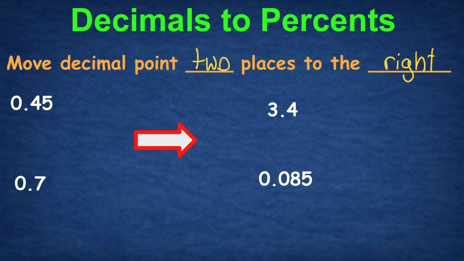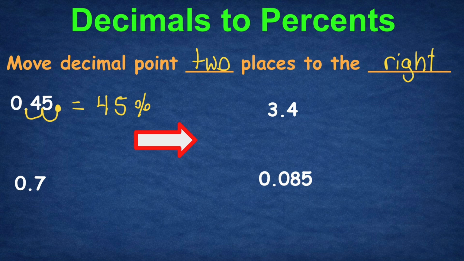Let's look at 45 hundredths. We're going to move our decimal point 2 place values over to the right. So if I take my decimal and I move it over 2 place values, 45 hundredths now becomes 45%. You can just add your percent sign at the end, and you can also drop the decimal because there's no more numbers to the right of that decimal.